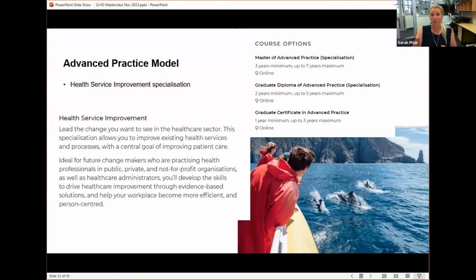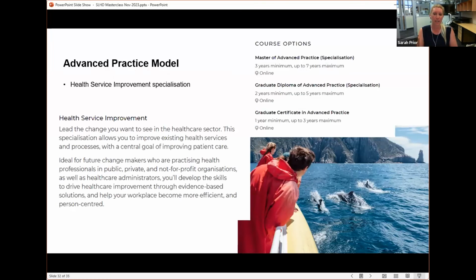So the newly developed advanced practice model, which Peter has already provided a bit of an introduction to, then offers broad opportunity for further developing your skills, specialising in a number of streams, but including health service improvement, which is the natural progression from the Healthcare Redesign graduate certificate.